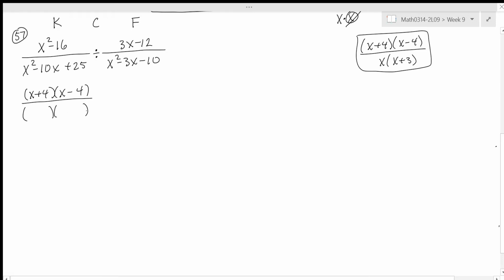standard trinomial. Can you read the signs? Both minus. X and X. And Marlene, did you say 5? Yay. 5. Keep, change, flip. So when I factor the numerator, it's going to end up on the denominator. And what can I factor out of 3x and 12? I can take out a 3.